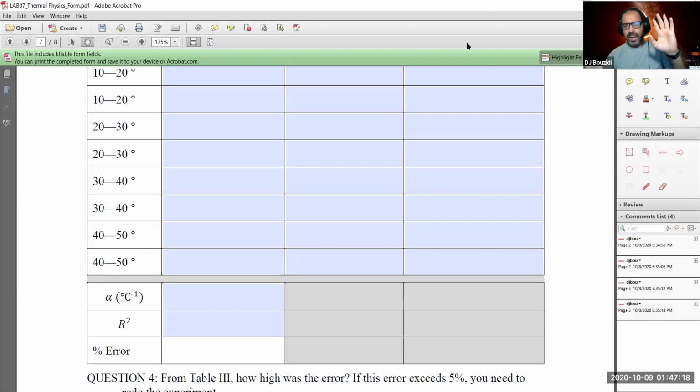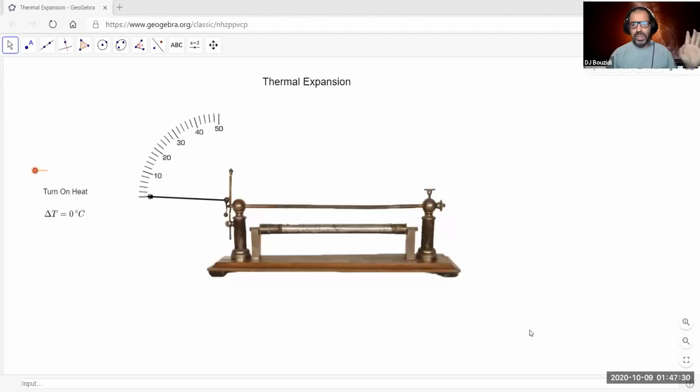So let me go back to the GeoGebra now, the one that I clicked on, to see how we collect the data, because that's where you're going to spend most of the time tonight. So when you click on it, this is how it looks. It doesn't look like much, does it? Okay, but you have to really be focused. That is the key in here.